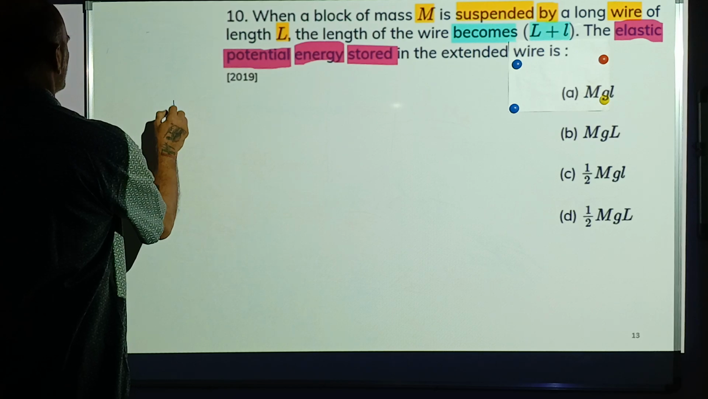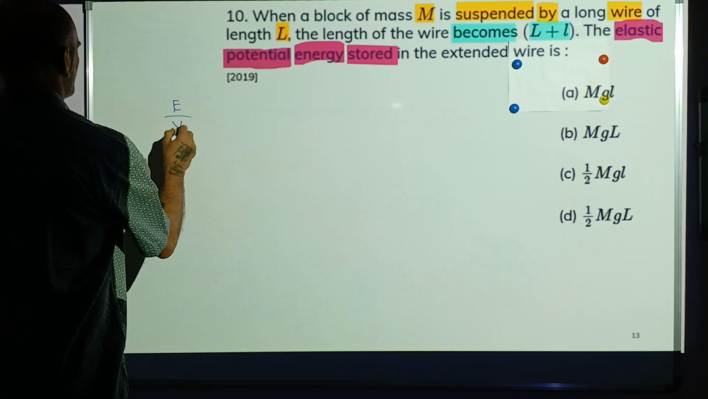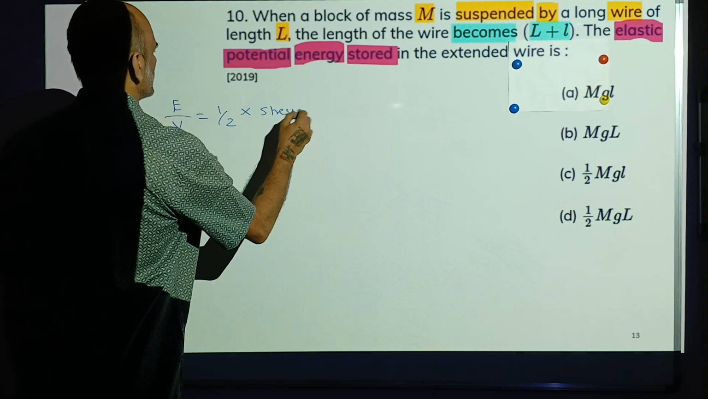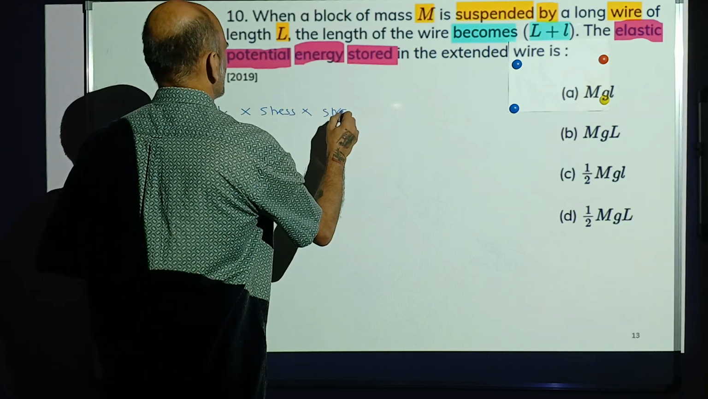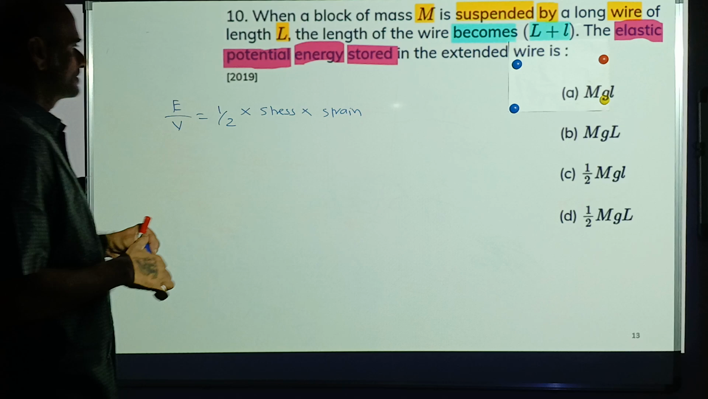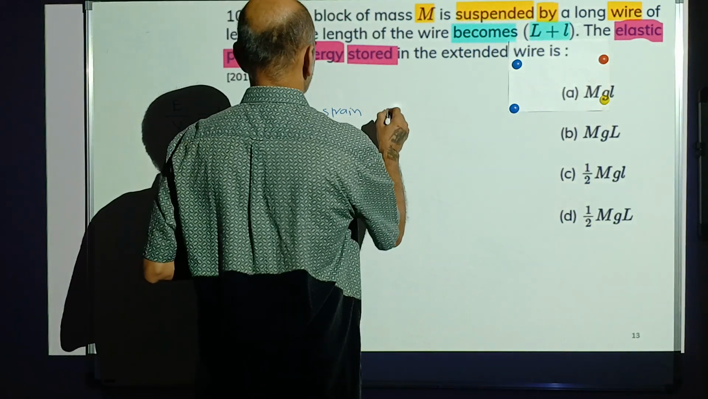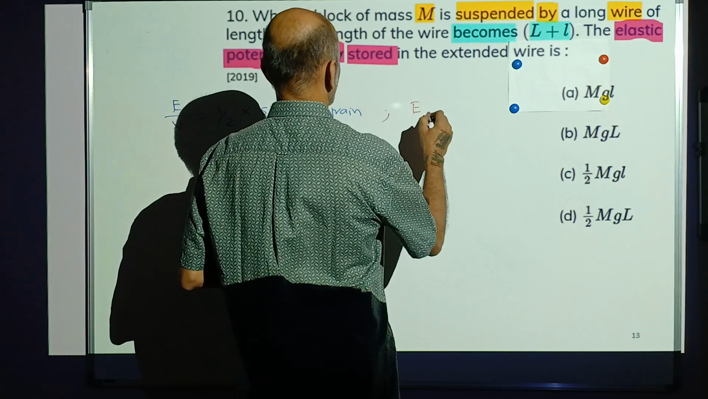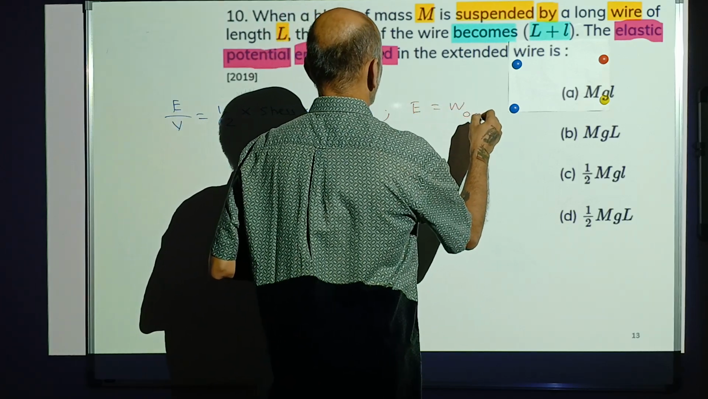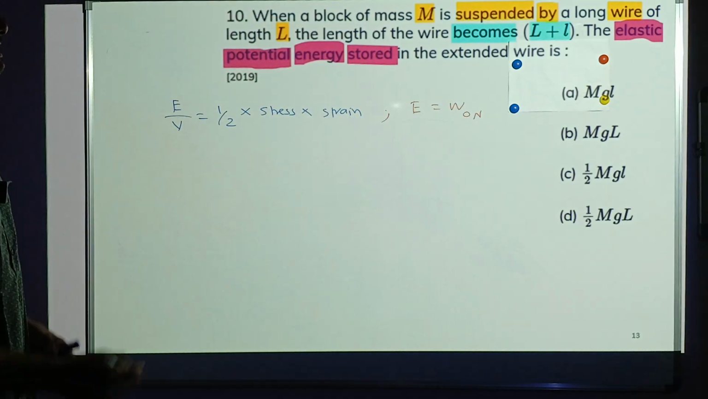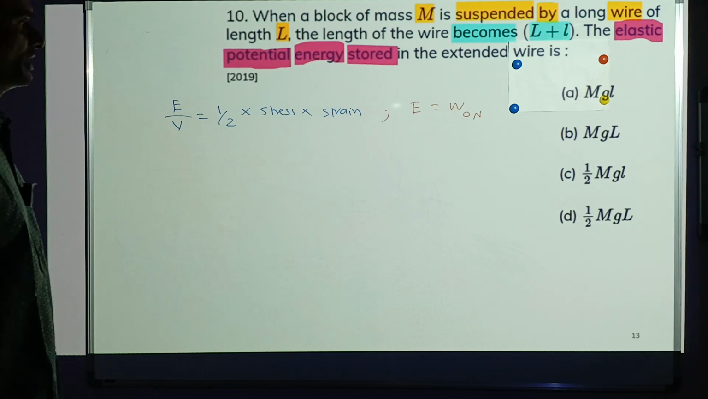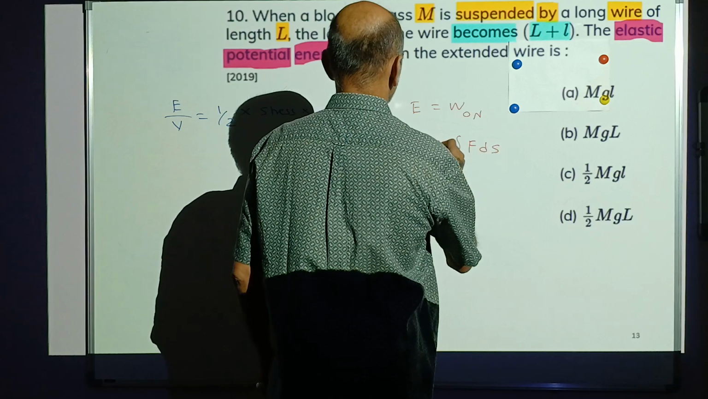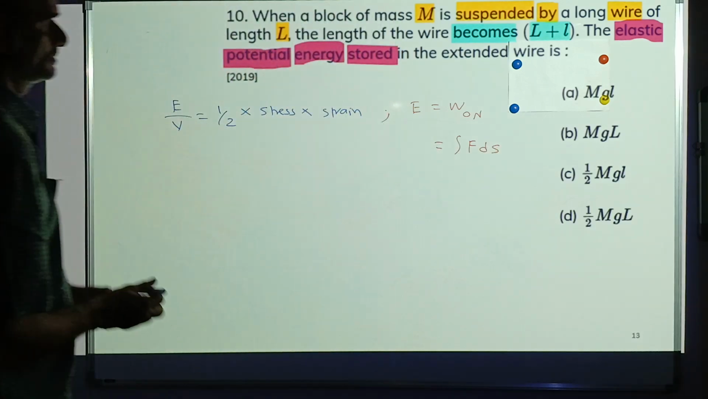The formula for energy per unit volume which is stored in this wire is half into stress into strain. This formula I can straight away use. This formula comes from the fact that the energy stored in the system equals the work done on the system. To stretch the wire, some work is required to be done on the wire, which is integral F ds. So if you do this calculation, you'll get this formula.